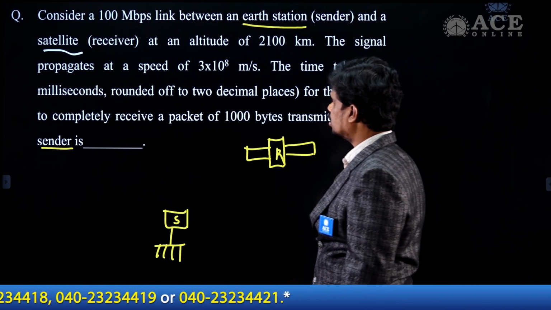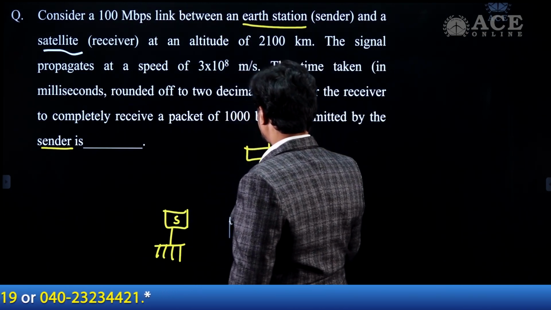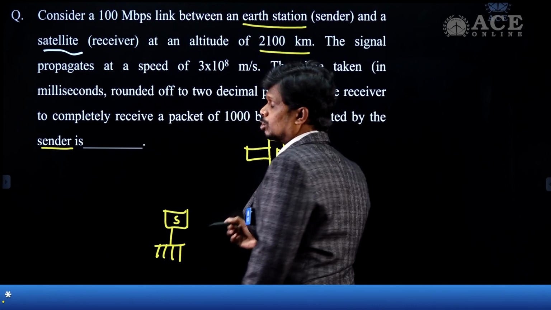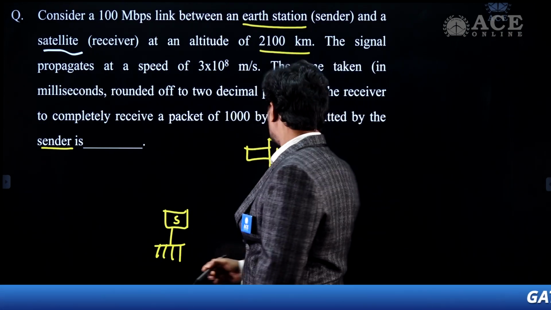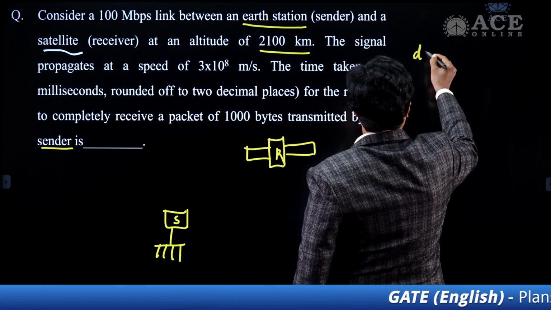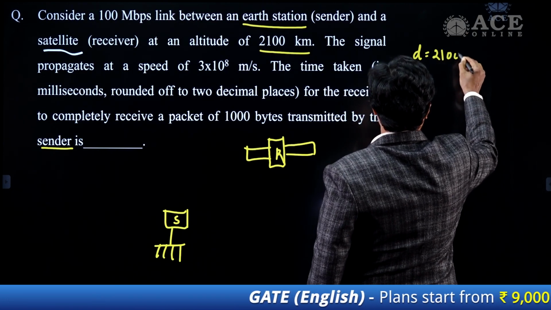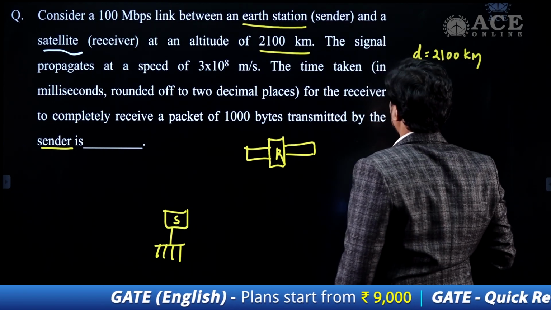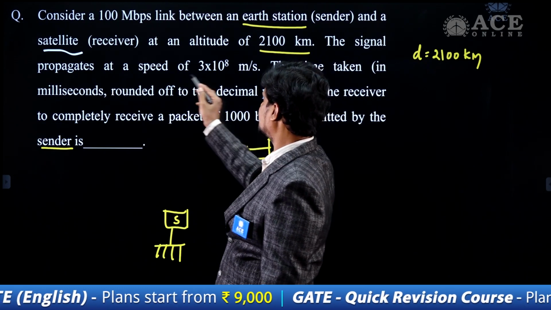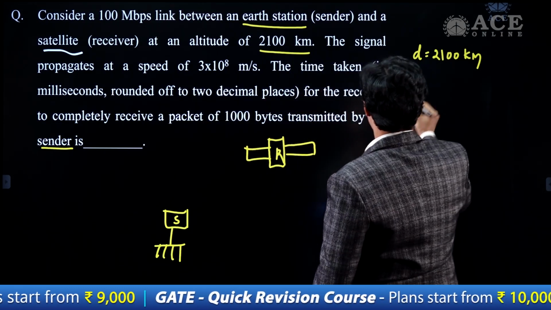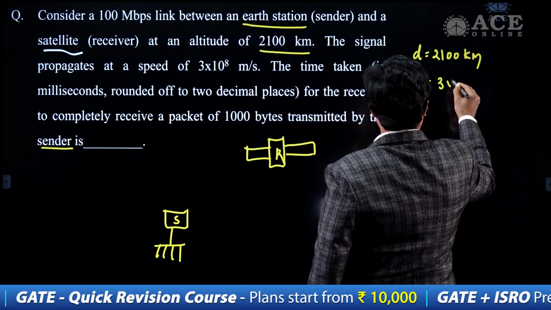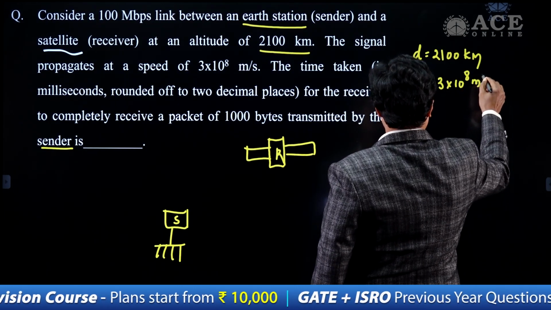Now, what is the question statement? It is mentioned that this satellite has an altitude of 2100 kilometers, meaning D is given. What is the D value? 2100 kilometers. And the signal propagates at a speed of 3 into 10 power 8 meters per second. V is given. What is V? 3 into 10 power 8 meters per second.